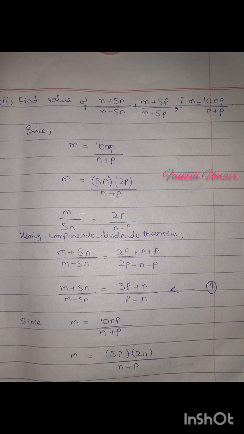So using the value m is equal to 10np by n plus p. Please go through this question. It is the same method. First we will find the value of m plus 5n by m minus 5n, using the given value of m. So we will call it equation 1. Then we will use the value of m again, and we will find the expression m plus 5p by m minus 5p. So then we will call it equation 2. So then we will add equation 1 and equation 2.